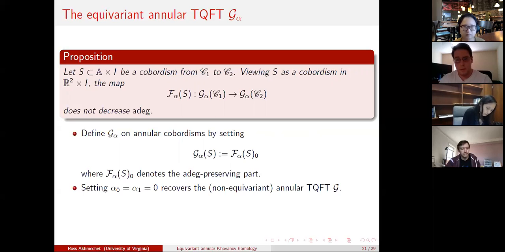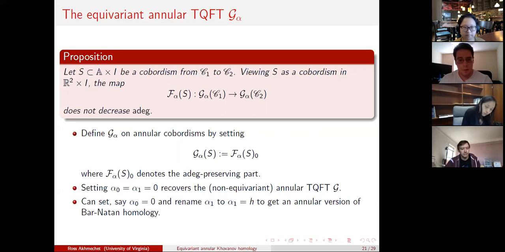This is clear. You have maybe some other specializations. You can set one of the parameters to 0 and rename the other one to h. And this is like Bar-Natan homology. But the important point is the G alpha.